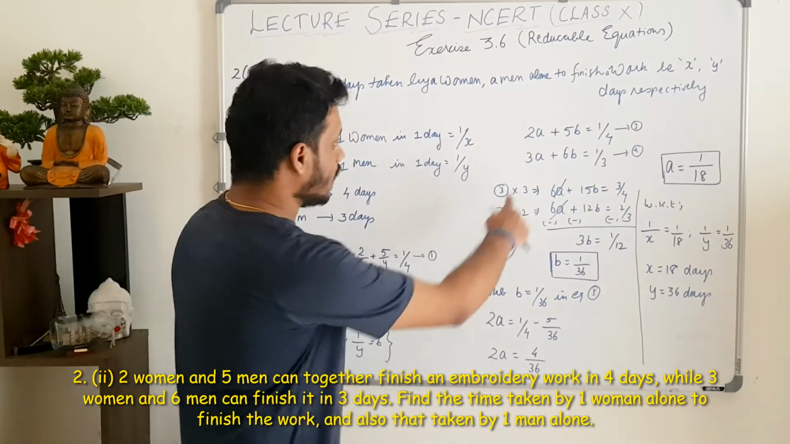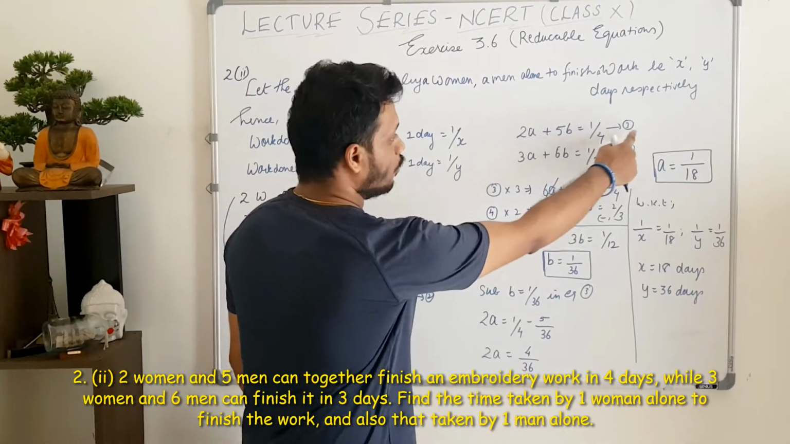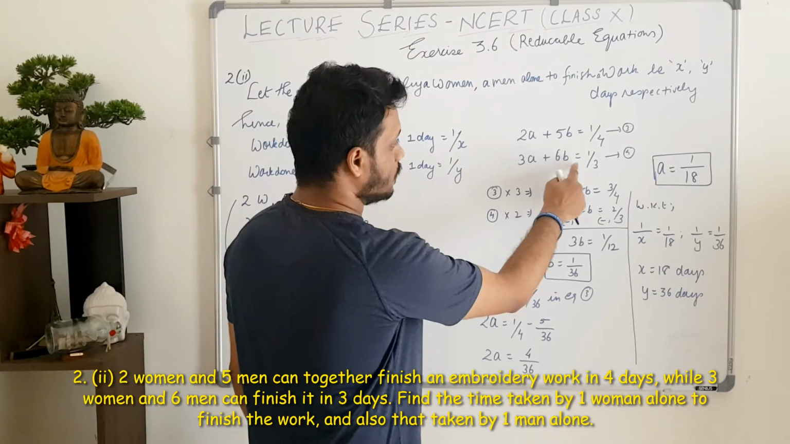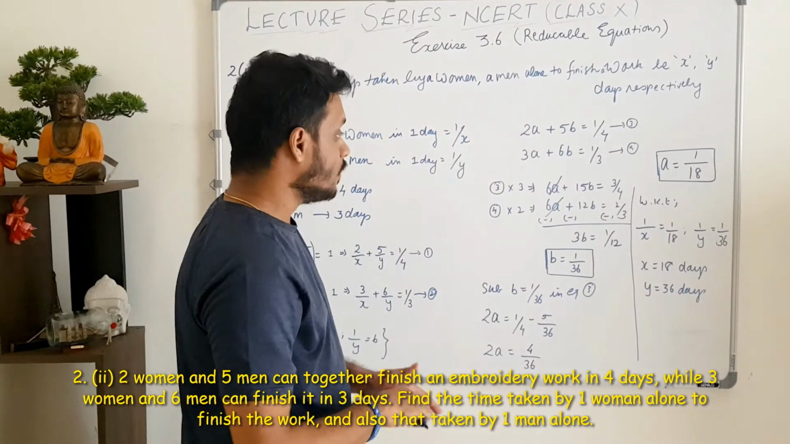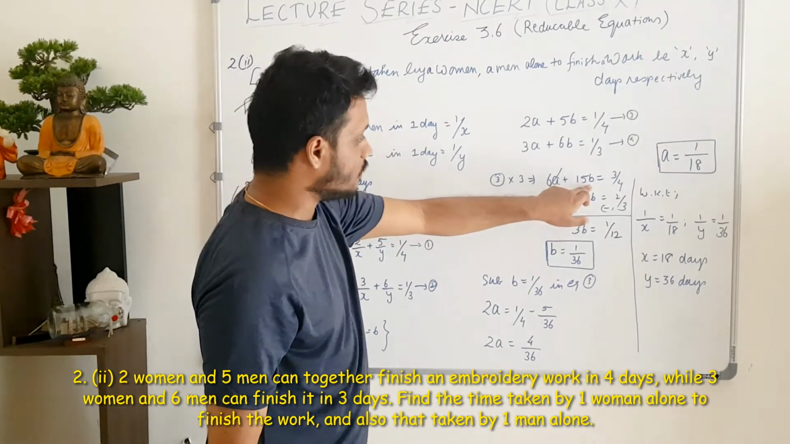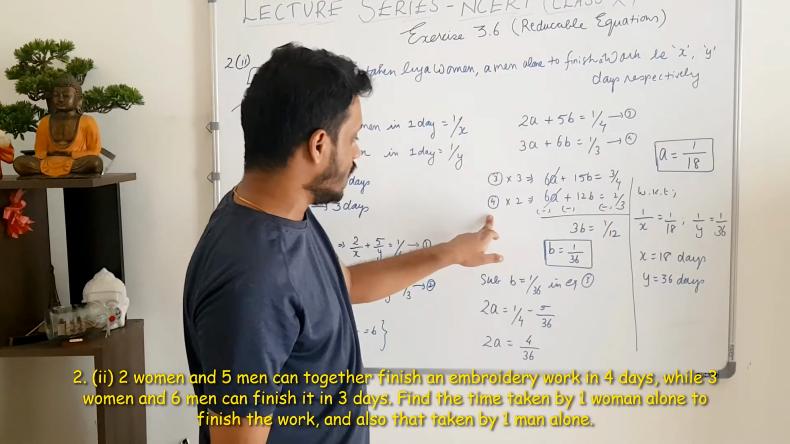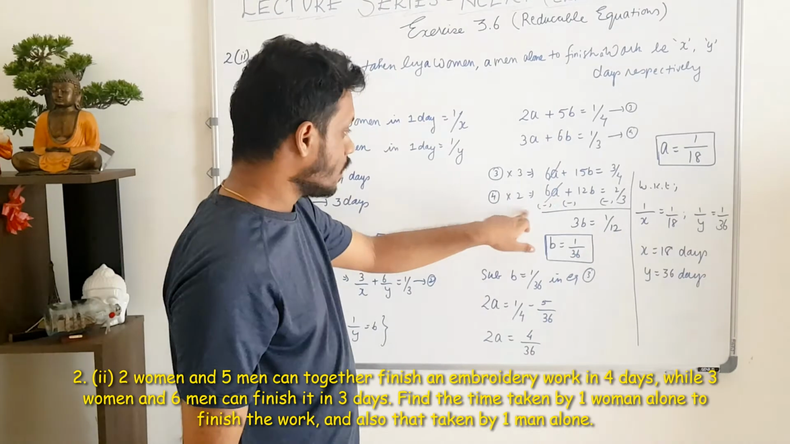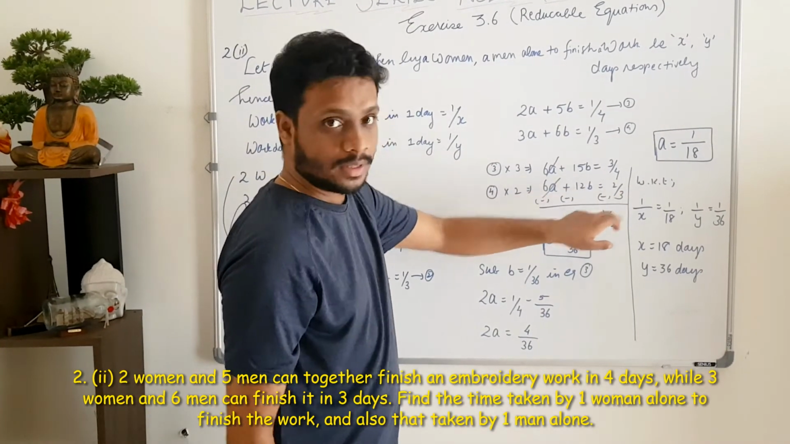So when I substitute that, I get 2A plus 5B equal to 1 by 4, which is my third equation, and 3A plus 6B equal to 1 by 3, which is my fourth equation. When I try solving this, I multiply the first equation with 3. So I get 6A plus 15B equal to 3 by 4, and the fourth equation by 2, which is 6A plus 12B is equal to 2 by 3.